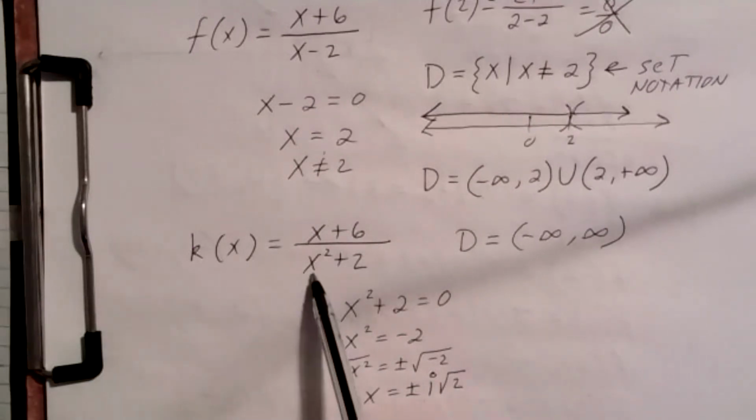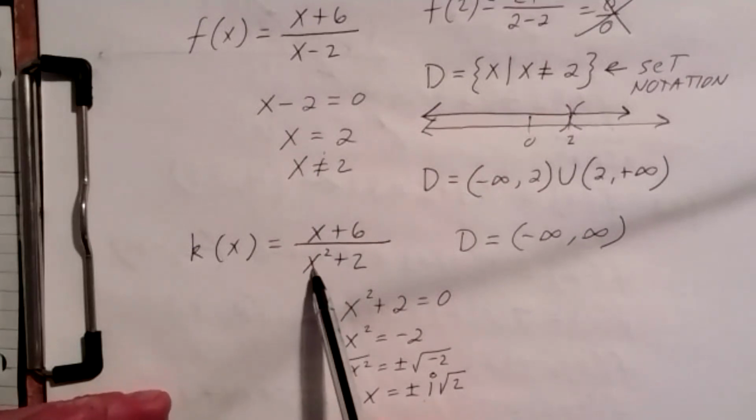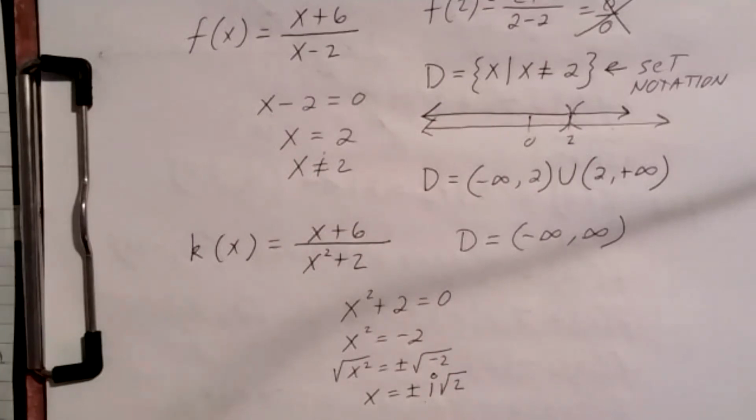It's got to make sense. You can't square something and get a negative 2. You can never square a number and get negative 2. So this will never be negative 2. So the denominator will never be 0. Okay. All right, that one's good.